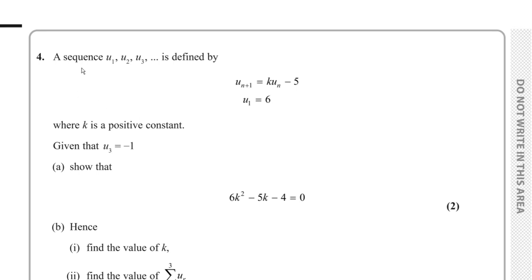Question number 4. A sequence u1, u2, u3, etc. is defined by u(n+1) equals k u(n) subtract 5 and u1 equals 6, where k is a positive constant. Given that u3 equals negative 1, part A, show that 6k squared subtract 5k subtract 4 equals 0.